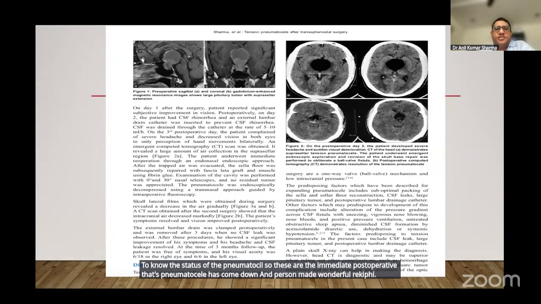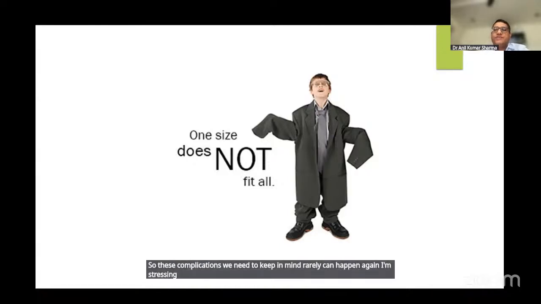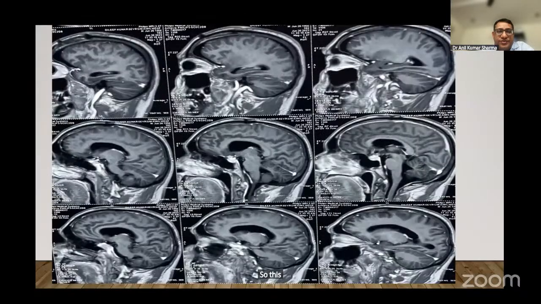So these complications we need to keep in mind. They rarely can happen. Again, I'm stressing that one size does not fit all. So that case we have discussed already.